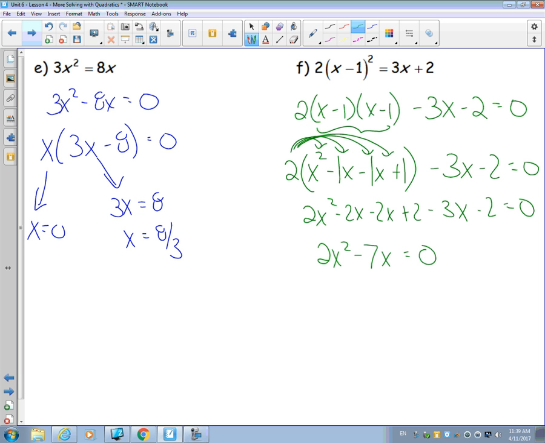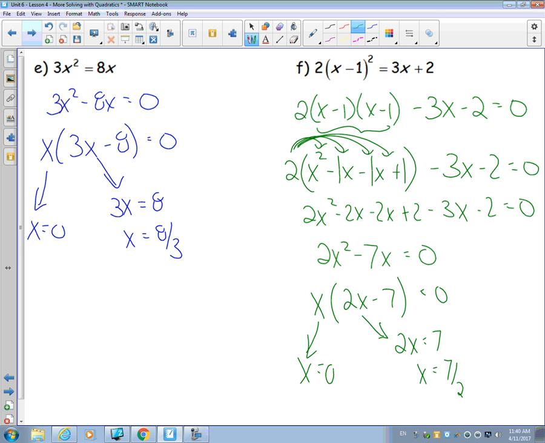It's in standard form. Let's try factoring. It kind of looks like the previous one where I could take an x out of everything. And if I do that, I get x is 0, or 2x is 7, so x is 7 halves. There we go, we solved it.